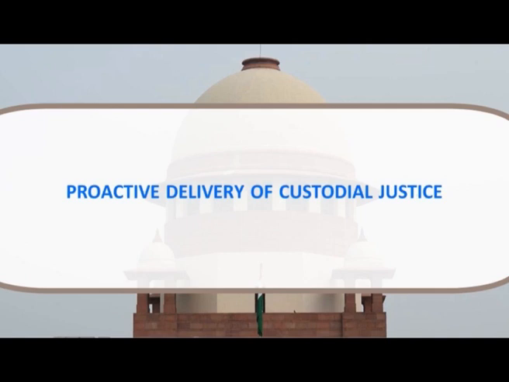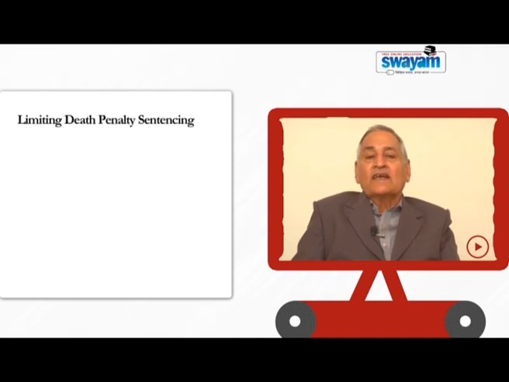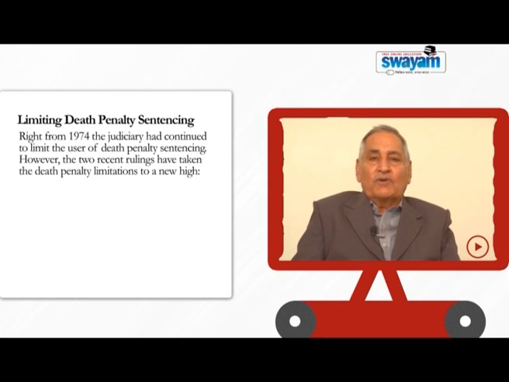This is again a very important shift in judicial practice, the style of judicial adjudication. I'll discuss briefly limiting death penalty sentencing. Right from 1974, the judiciary continued to limit the use of death penalty sentencing. However, 2 recent rulings have taken the death penalty limitation to a new high.